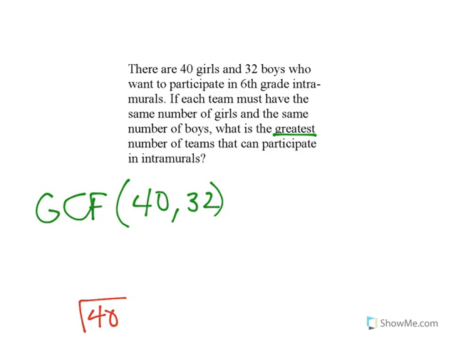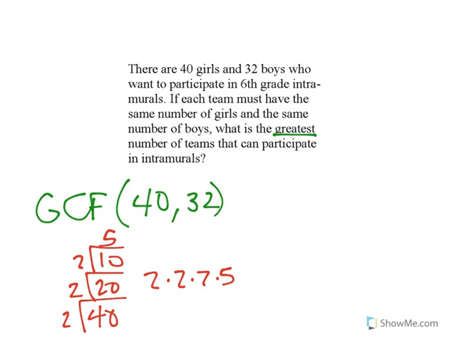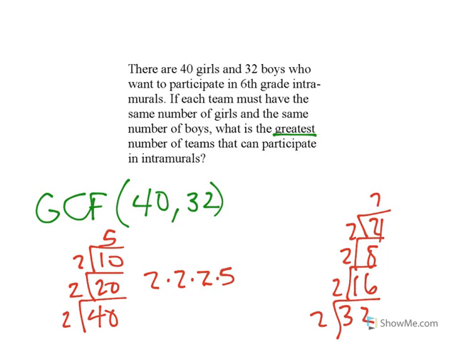So let's break 40 down first. We could do 2 goes into 40 20 times, 2 goes into 20 10 times, 2 goes into 10 5 times. So it's 2 times 2 times 2 times 5. And now let's do 32. 2 goes into 32 16 times, 2 goes into 16 8 times, 2 goes into 4 2 times. So we have 2 times 2 times 2 times 2 times 2. Now we need to cross off all the duplicates. So we have 1, 2, 3 2s duplicated.